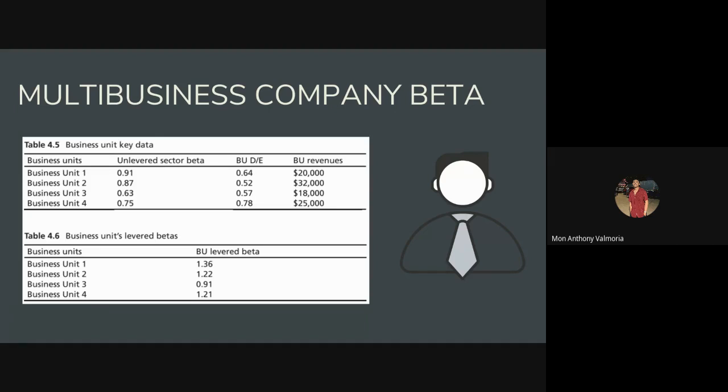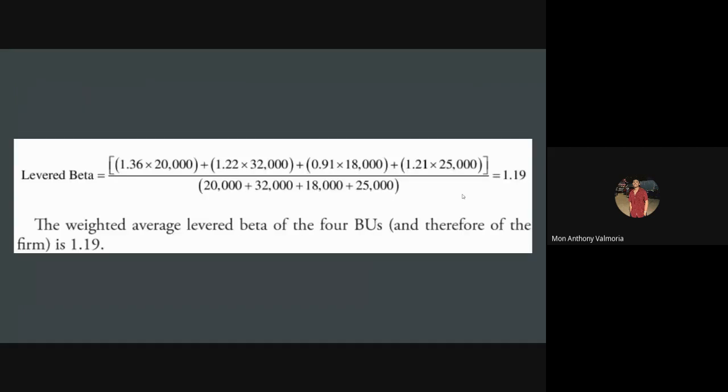Table 4.5 shows the unlevered beta of a peer group, the debt to equity ratio, and the revenues of the individual BUs, or the unlevered betas. Assuming a tax rate of 22%, the levered beta of each unlevered beta is calculated using the formula previously examined. This is what you see on table 4.6, the business units' unlevered betas. And then finally, the weighted average levered beta of the firm can be calculated on the basis of revenues realized by each unit.